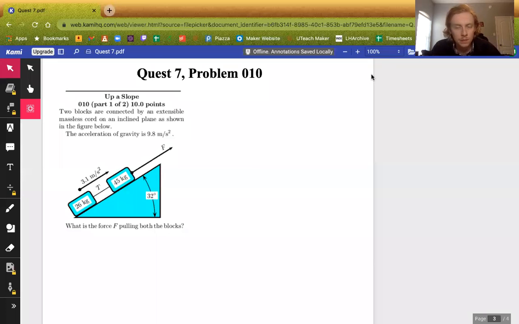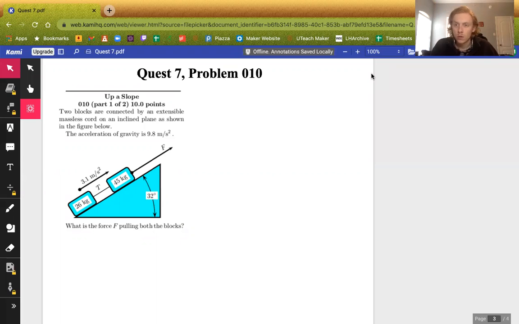Hello, everybody. Welcome. Today we're looking at quest number 7, problem 10, as it says at the top. We've got this situation: two blocks that are connected to each other by a cable in between them, which doesn't stretch, and there's an applied force up the ramp. We know the masses, the angle of the ramp, and the acceleration of the system, all from that picture. We're asked to find the force pulling up on the blocks, that applied force F.